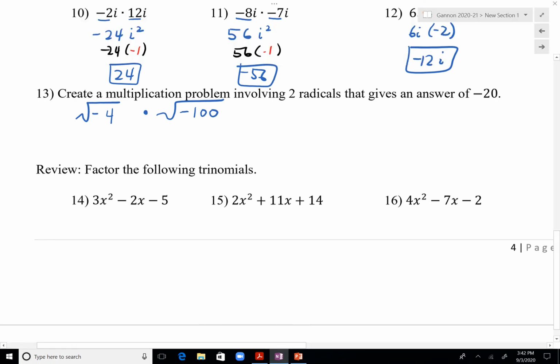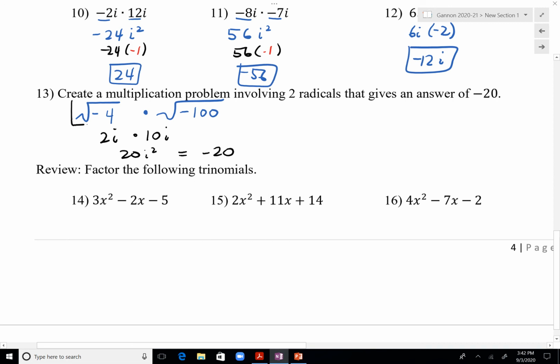That will work, because if you were to simplify this, a negative underneath the square root means you're going to take out your i. The square root of 4 is 2, so this would be 2i. Here again, you're going to take out your i because of the negative. The square root of 100 is 10, so this would be 10i. So 2 times 10 is 20. i times i is i squared. And if we simplify that, we get negative 20.